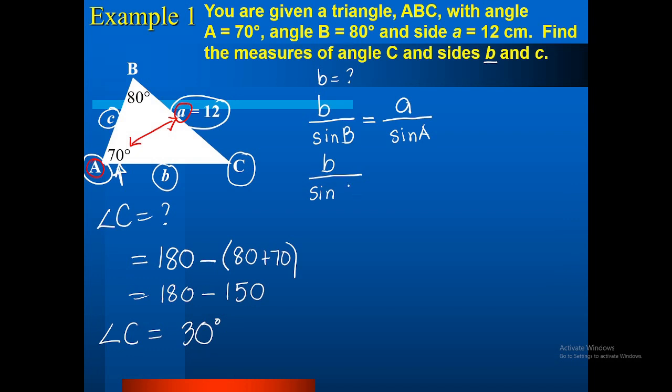Sine 80 is equal to how much is the length of A? 12 all over... what is the measure of angle A? 70. So this is simple, class. This sine 80, I will just transfer it over here.